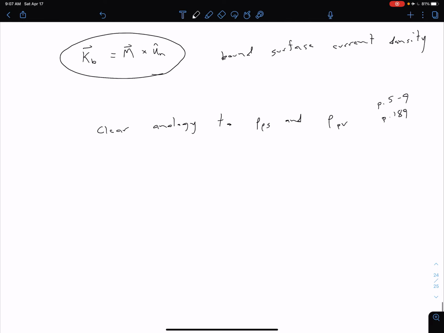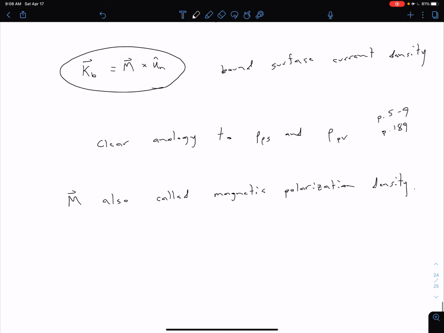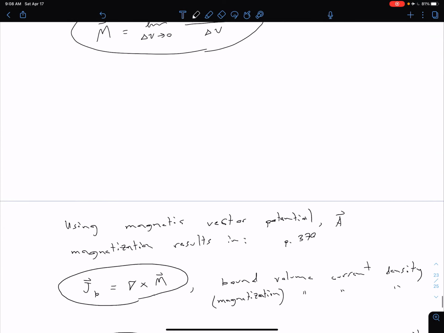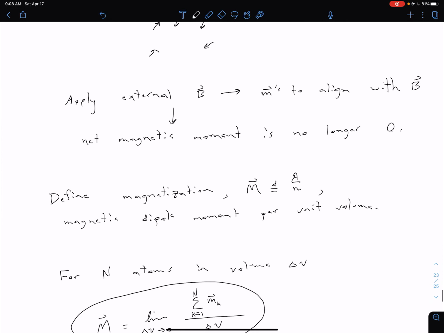A couple other notational things is that our capital M, our magnetization, is also sometimes called our magnetic polarization density. And in that sense, it's analogous to our polarization with our electric fields and our materials. However, we also want to keep in mind that it is somewhat analogous to our magnetic field intensity H. The reason I say that is because if we come back up here, we see that it has the same units of amps per meter.